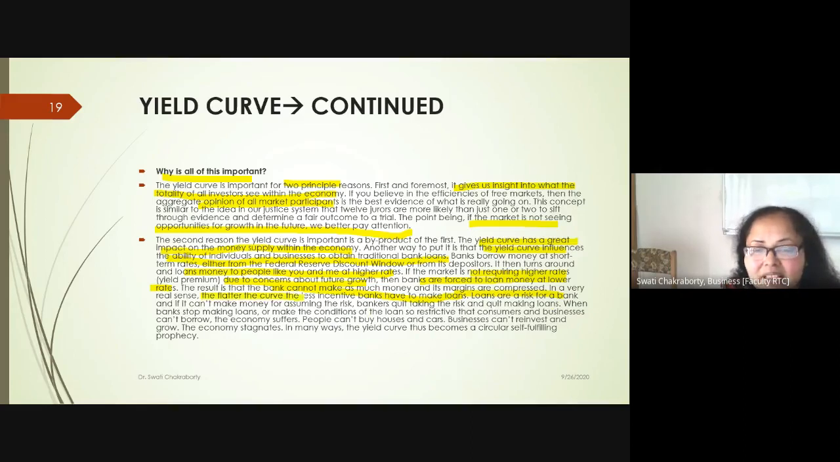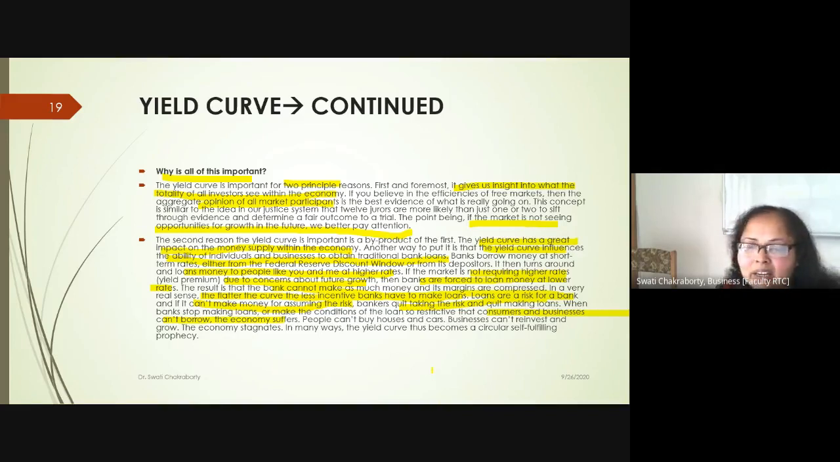The flatter the curve, the less incentive banks have to make loans, right? So loans are a risk for a bank in this case. And if it can't make money for assuming the risk, banks quit taking the risk and quit making loans. And if banks stop making loans, what happens? Consumers and businesses also cannot borrow, right? They cannot borrow. So the economy suffers.